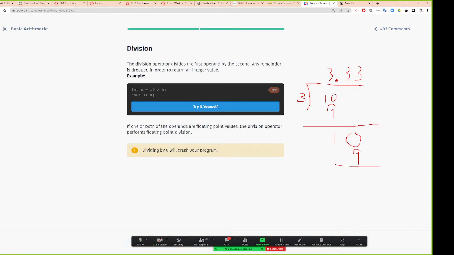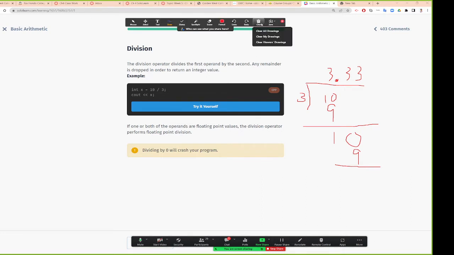So if you do not want to do that, you're going to declare this as a float or declare this as double. Understand that? Yes or no? All right, so let's continue right now.